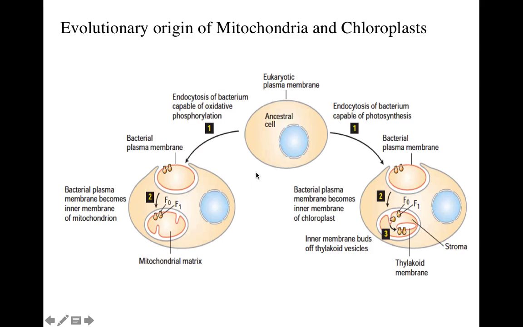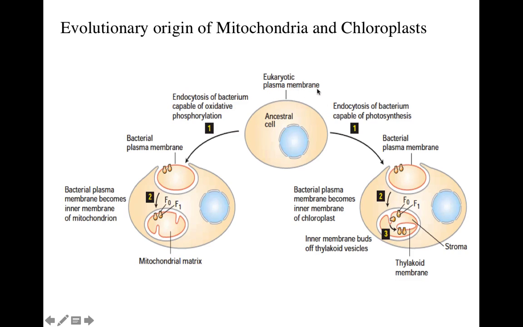So if we talk about the evolutionary origin of mitochondria and chloroplasts, when primitive life started, in the beginning we had just prokaryotes, and then later they developed into eukaryotes. Both of them were coexisting, and there was an ancestral cell, which was a eukaryotic cell. So this is a theory for the evolutionary origin of both mitochondria as well as chloroplasts. Where did they come from? This is an interesting story.